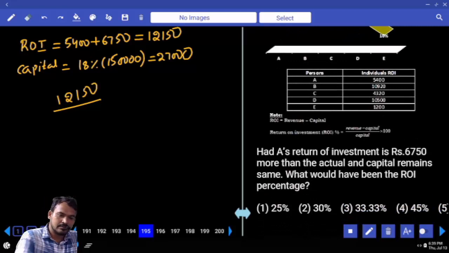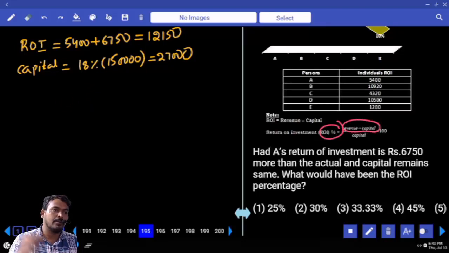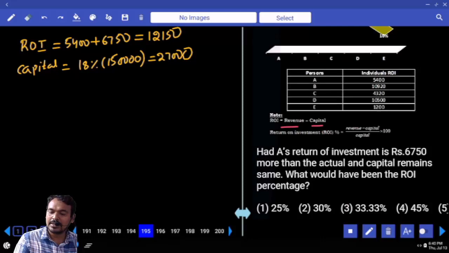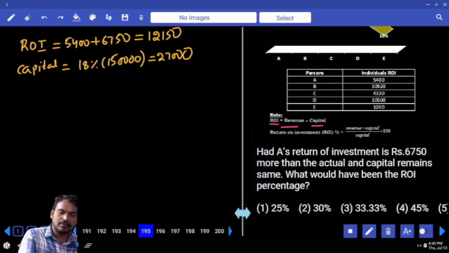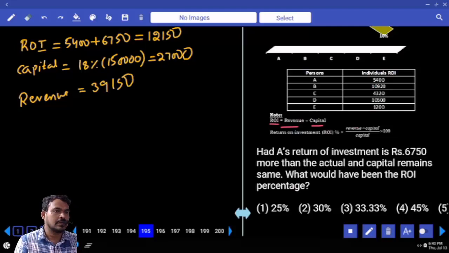That is calculated on which one? ROI percentage. Again required which one? Revenue. ROI percentage is equal to which one? Revenue minus capital by capital. First of all, what is the difference? Revenue minus capital is equal to ROI. Then revenue is equal to how much? ROI plus capital, these two are adding how much? 39,150.